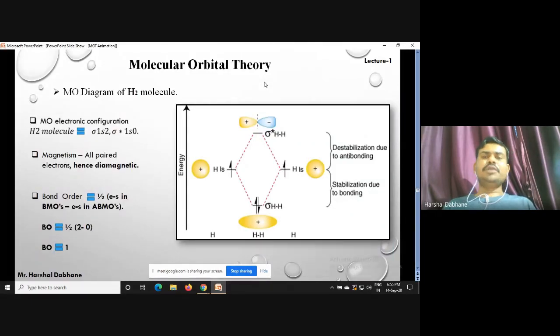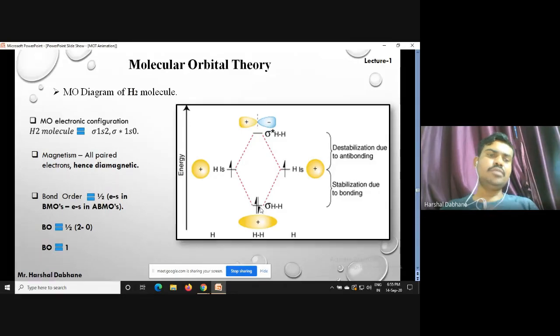Yes, I'm talking about the bond order. We already discussed this slide. Yes, it is diamagnetic. Why is it diamagnetic? Because we have only 2 electrons in the H2 molecule, and they are paired. That's why it is diamagnetic. What is paramagnetic? When they have an unpaired electron, a single electron, they are called paramagnetic. When all electrons are paired, this molecule is diamagnetic in nature.